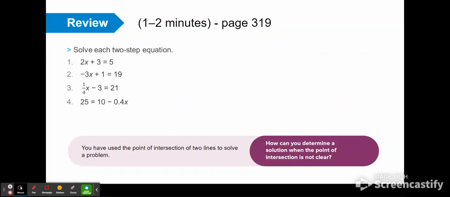I want you to take a couple minutes to work through these 4 problems. Pause the video, take some time to work through these problems.